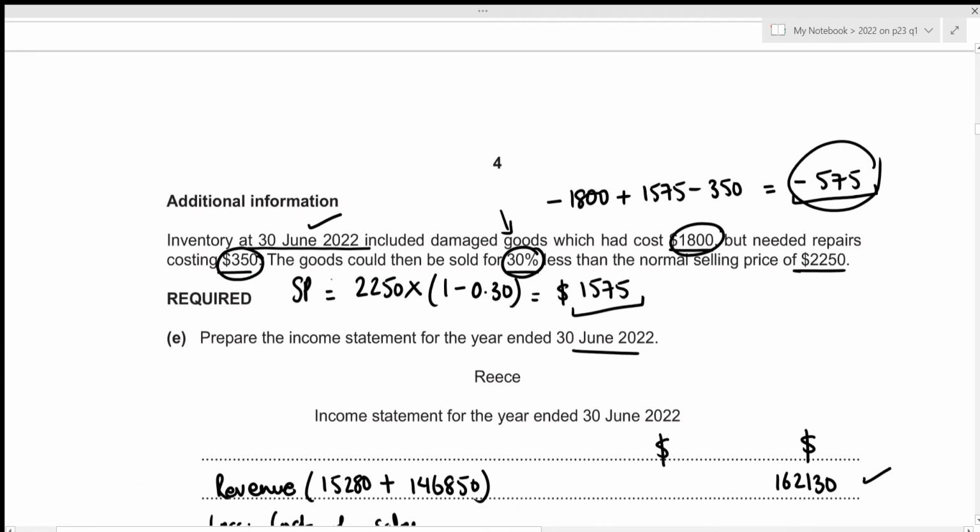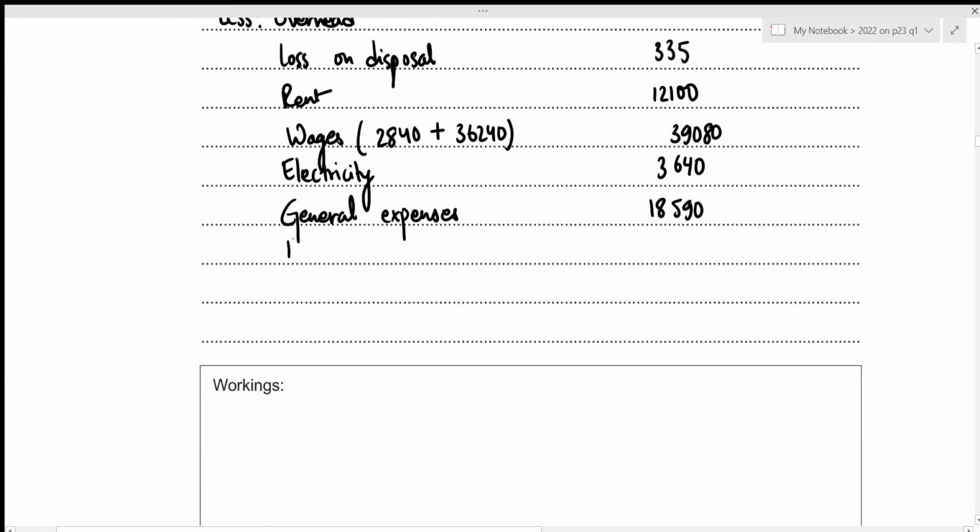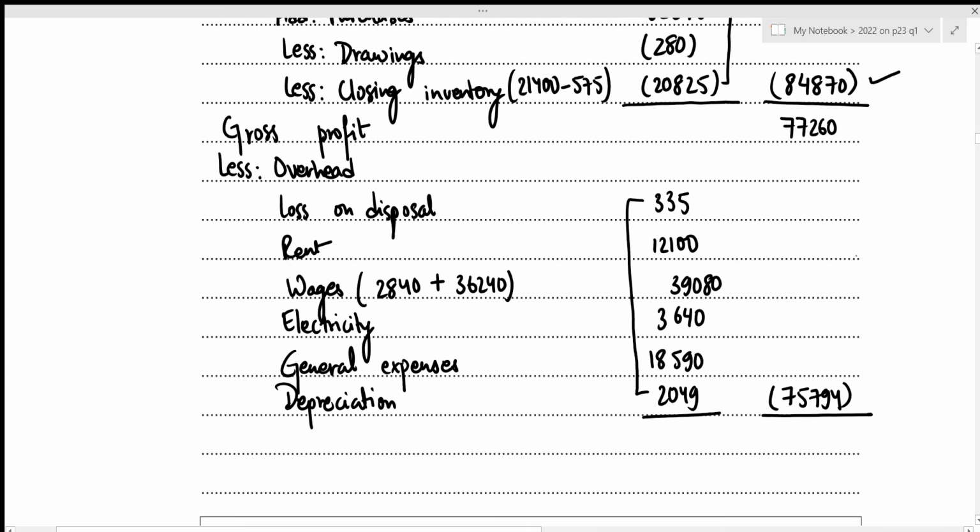We need to include this in our income statement. That will be depreciation with the amount of 2,049. This concludes all of our overheads. Now the next step would be to figure out the total for overheads by adding these six amounts. That's 335 plus 12,100 plus 39,080 plus 3,640 plus 18,590 plus 2,049, which results in the total overheads to have the value of 75,794. And again, we need to subtract this amount, so I'm just going to put it down in a bracket. Now, after subtracting the overhead from gross profit, we get the profit for the year.